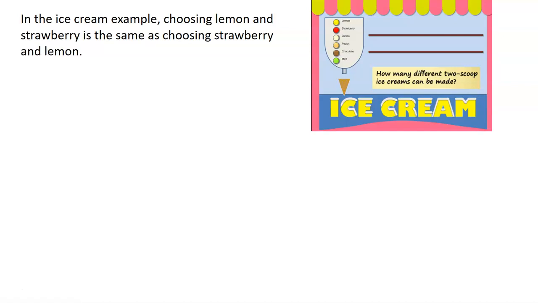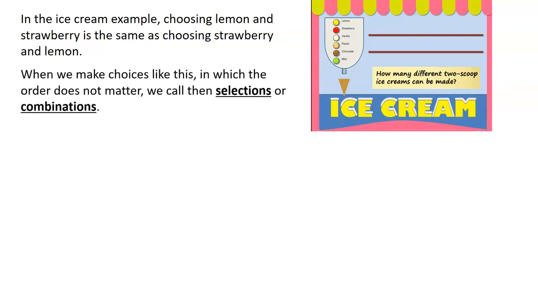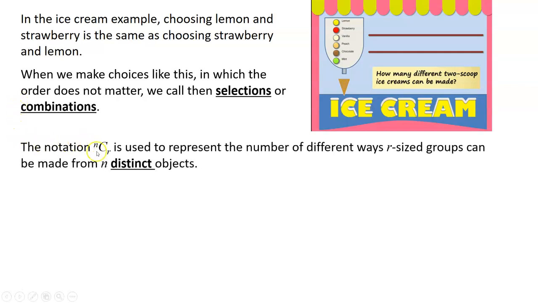Okay, so we've got to bear in mind that choosing lemon and strawberry is the same as choosing strawberry and lemon, for example. When we make choices like this, in which the order does not matter, we call them selections or combinations. We use this notation here, so an n up in the air, a C, and then an r down here. And we read this n choose r. And this is used to represent the number of different ways r-sized groups can be made from n distinct objects.